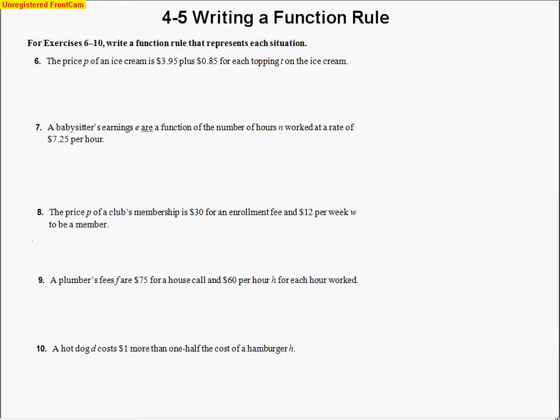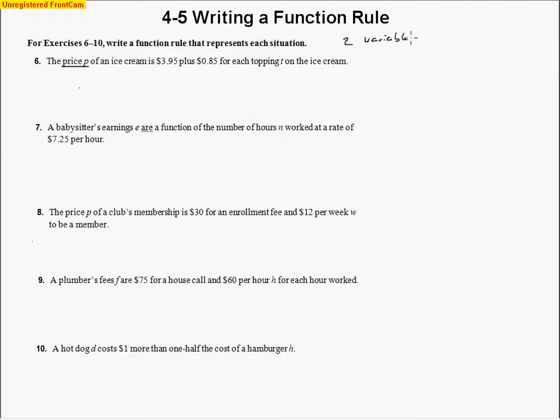This is the lesson for Chapter 4, Section 5, titled Writing a Function Rule. Let's take a look at our first type of problem here. It says the price P of an ice cream is. Right here, they're telling us a variable, and there's going to end up being two variables that we're going to be looking for.